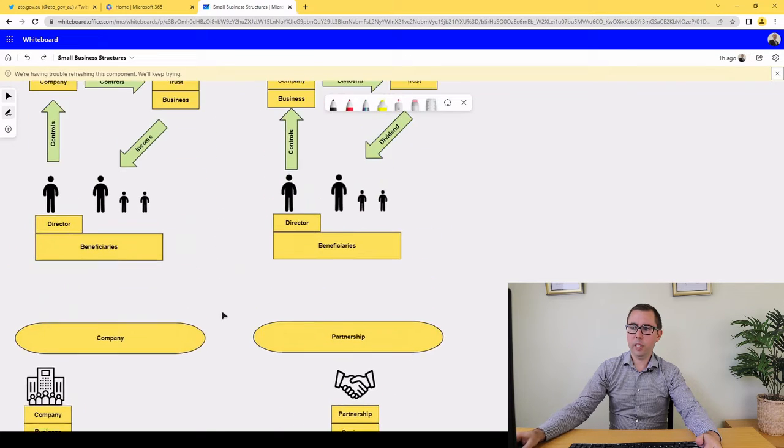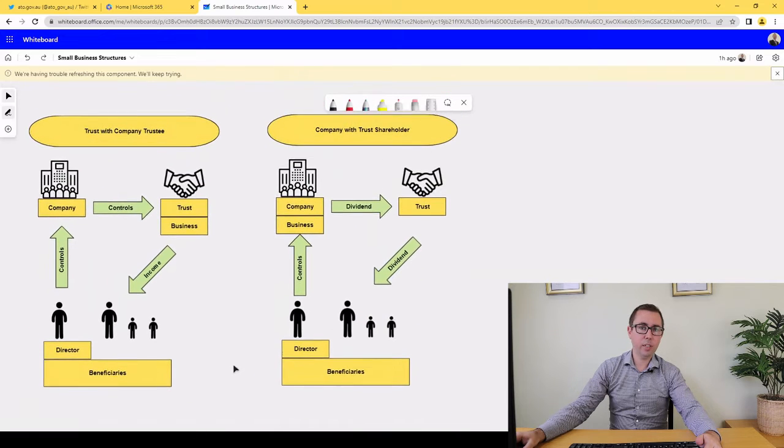Okay, so now we'll go on to the last two most common structures, and they involve a trust.